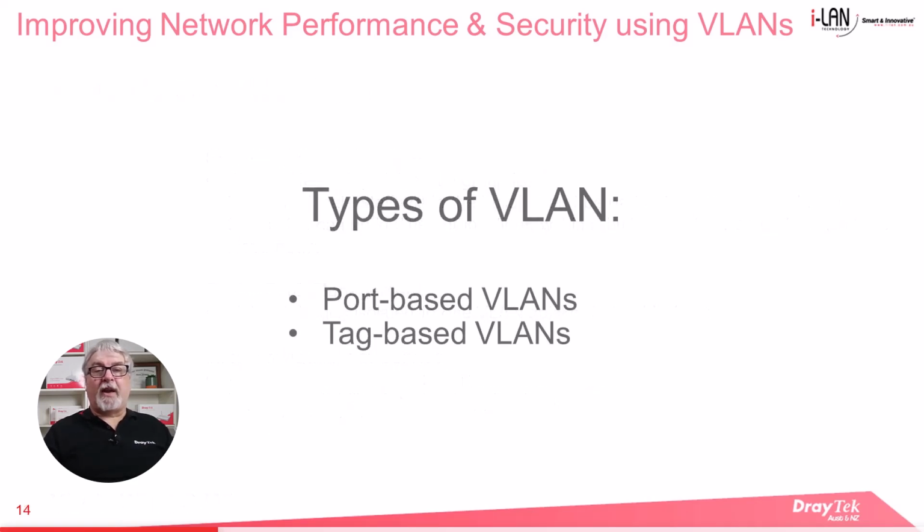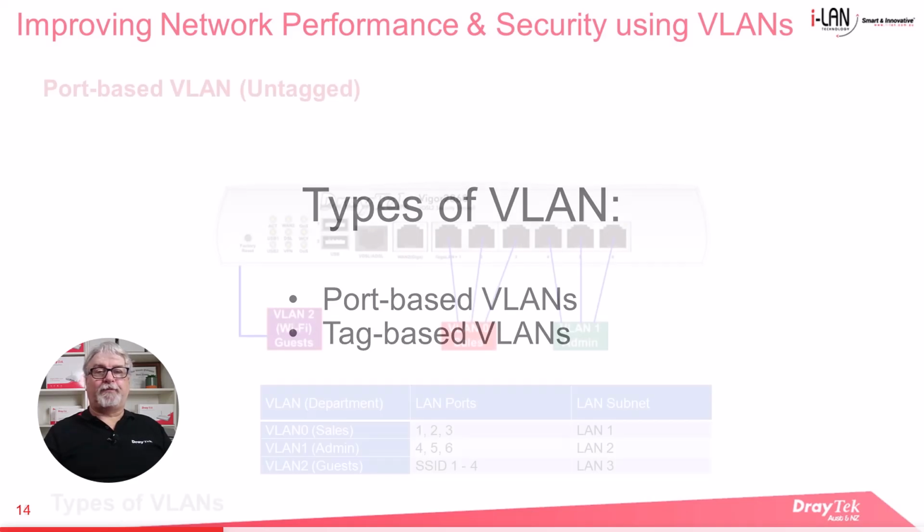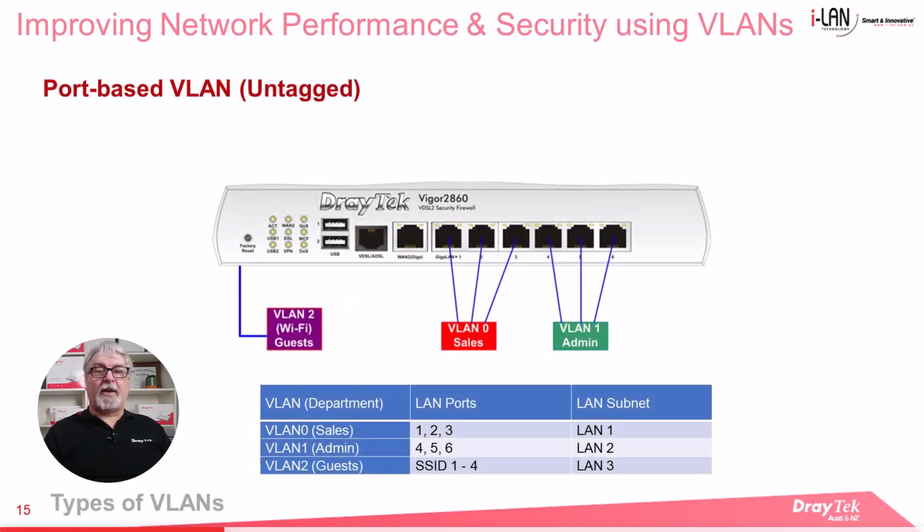Now that we know what VLANs are and why we need to use them, let's look at the different types of VLANs. The two main types are port-based VLANs and tag-based VLANs. The first one we'll look at is port-based VLANs. As shown here, the VLANs are assigned to the LAN ports on the router, so any devices plugged into one of these ports will be a part of that VLAN.